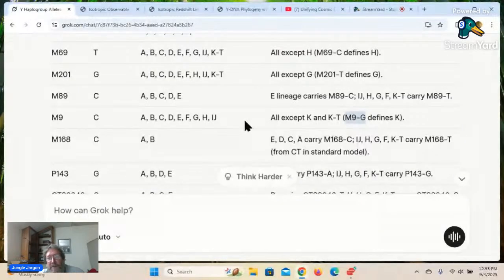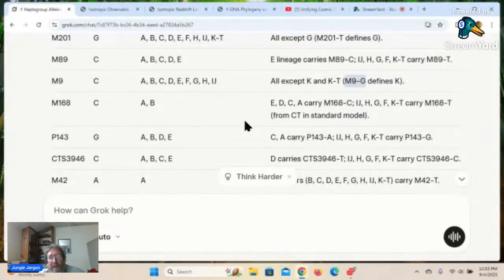So this is a better way to look at it, a better way to understand what's going on. Now remember this M168 that used to be in Nimrod? This is cytosine. But now it's A and B.